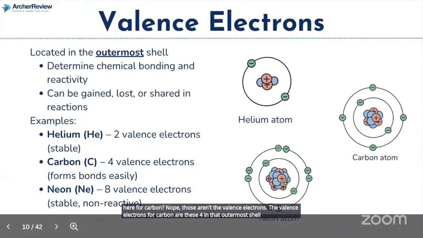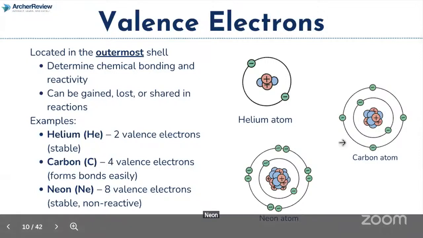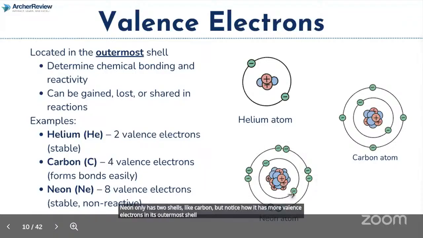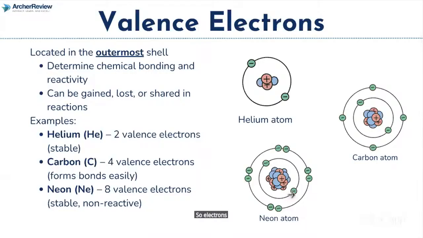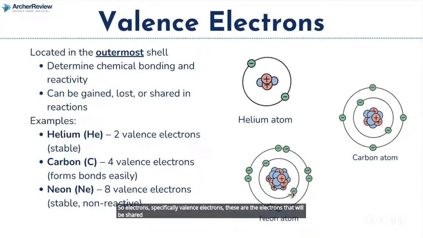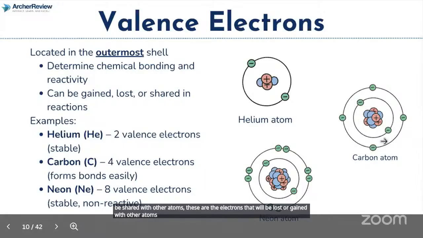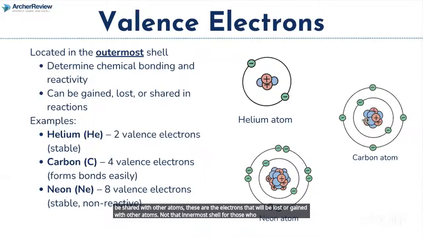And then take a look at neon. Neon only has 2 shells, like carbon, but notice how it has more valence electrons in its outermost shell because it just has more electrons as part of that atom. So electrons, specifically valence electrons, these are the electrons that will be shared with other atoms. These are the electrons that will be lost or gained with other atoms, not that innermost shell for those who have more than one shell, okay?